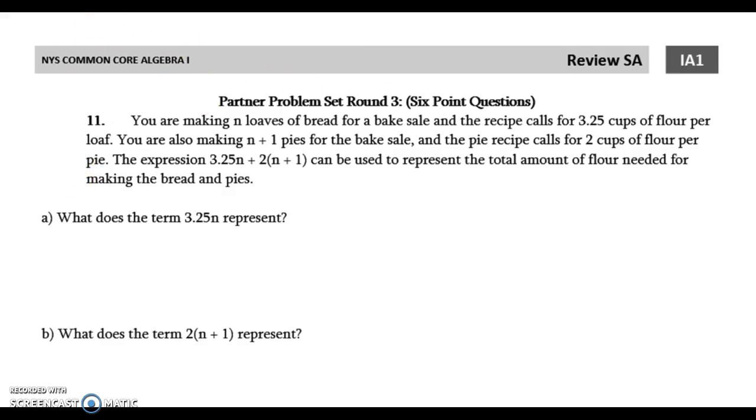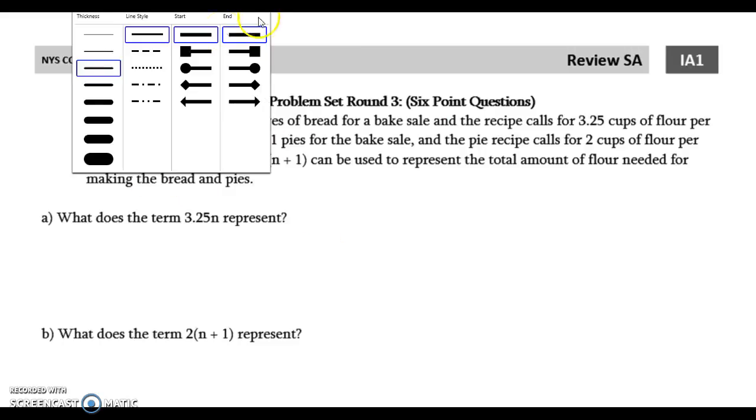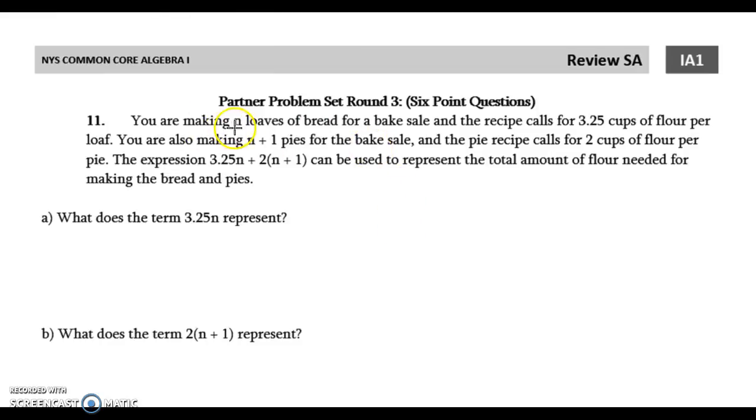You're making n loaves of bread for a bake sale. Looks like a very wordy problem, so I'm going to annotate it. You're making n loaves of bread for a bake sale, and the recipe calls for 3.25 cups of flour per loaf. You're also making n plus 1 pies. So however many loaves you're making, one more pie. If you're making, let's say, 10 loaves, it would be 11 pies. If you're making 20 loaves, it would be 21 pies. The pie recipe calls for 2 cups of flour per pie.